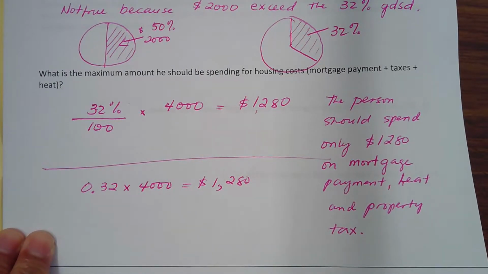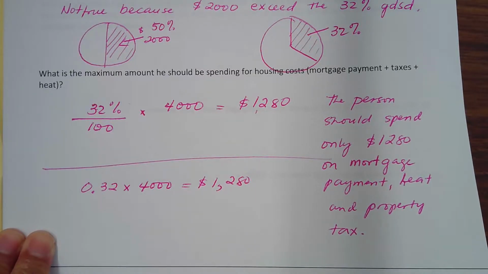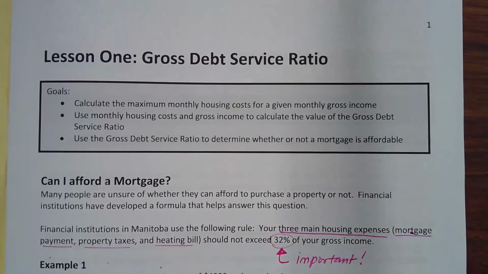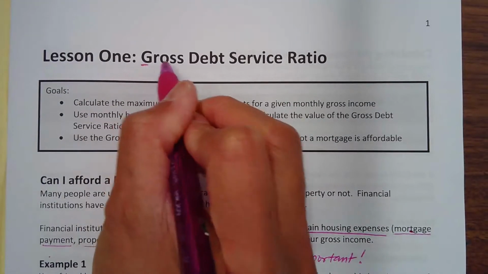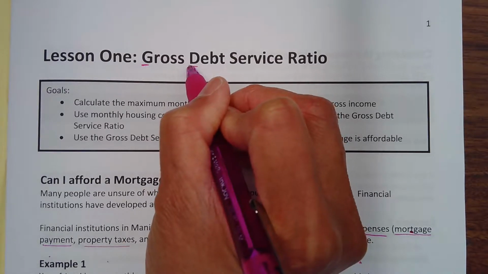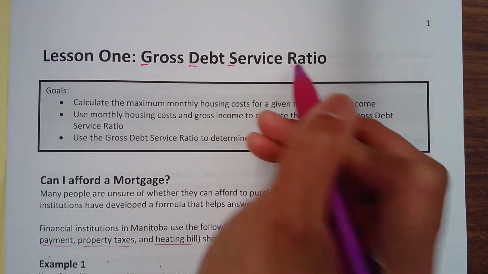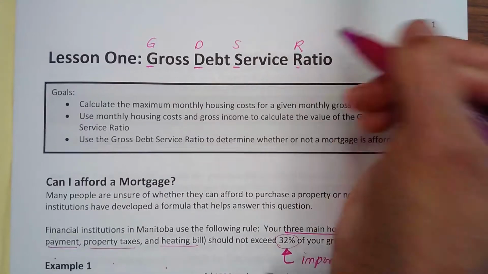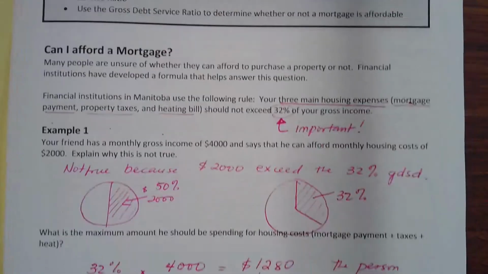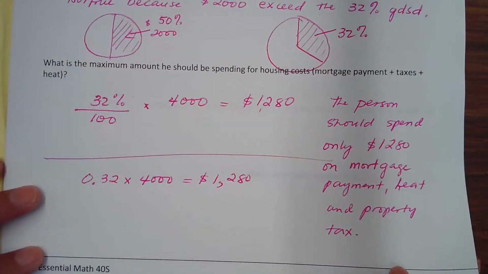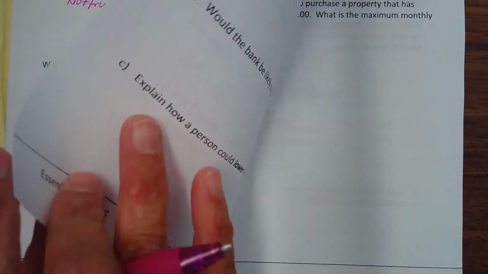Yes, I just need to know what GDSR means. The G stands for gross, D is debt owing, service ratio. That's your GDSR. Yeah, no problem. So far, so good. 32% of 4,000 is 1,280.